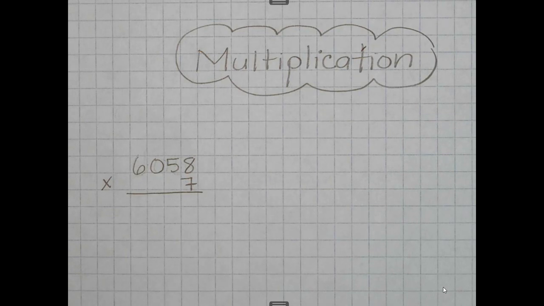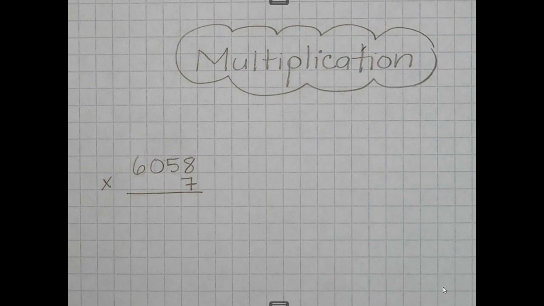We are going to review today multiplying and dividing by a one-digit number. We are working on that fourth grade standard that we need to master in order to start multiplying and dividing by two-digit numbers, which is your fifth grade standard. So we're going to take a look at our first problem.